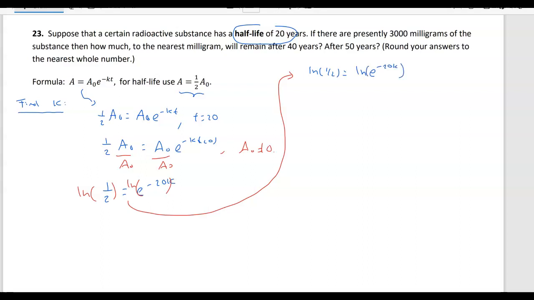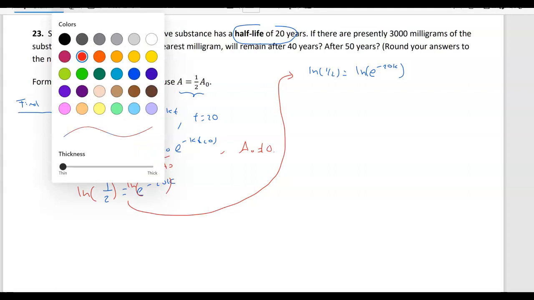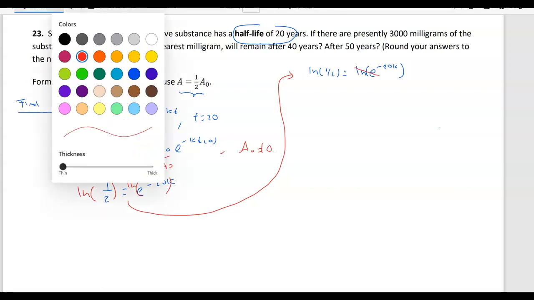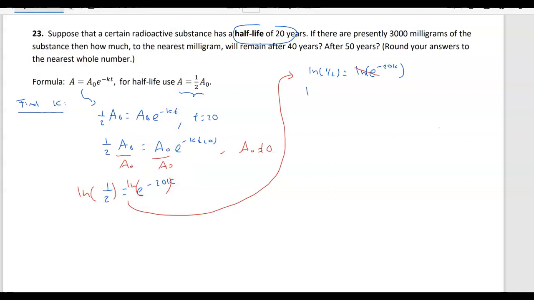And since ln and e are inverse functions, these cancel. So we're simply left with ln of 1/2 equal to negative 20k, and then we'll divide by negative 20. Let me rewrite it. In this case, k is equal to the ln of 1/2 divided by negative 20.